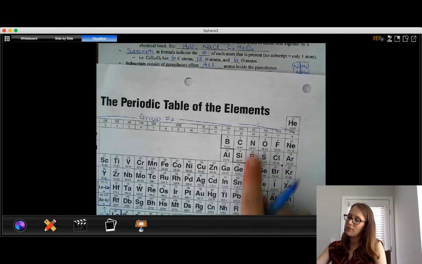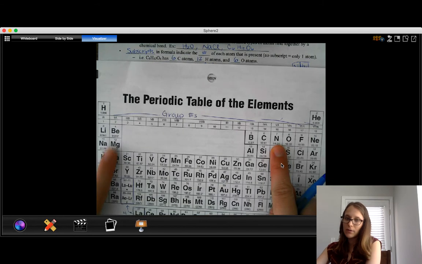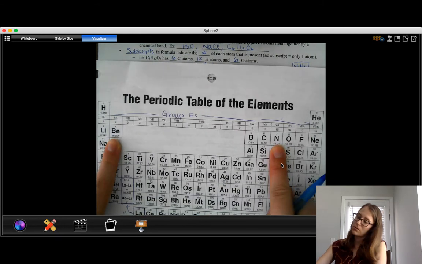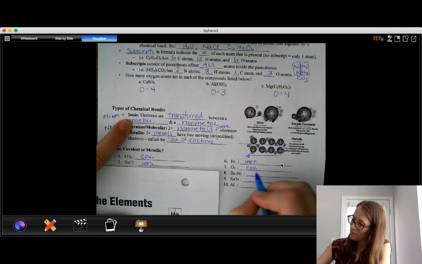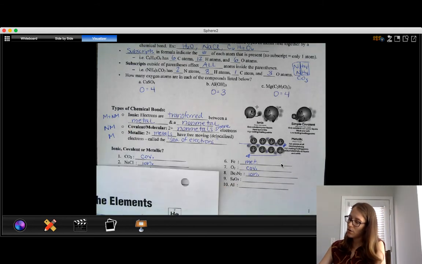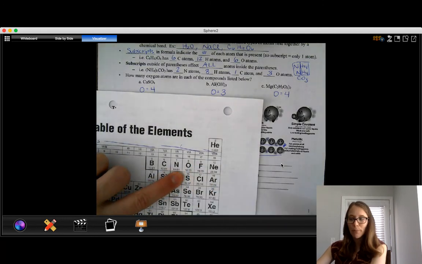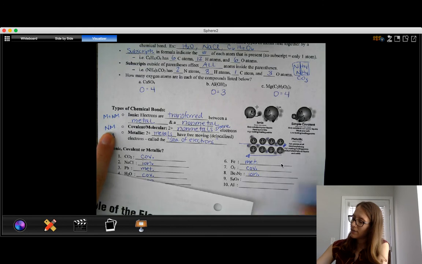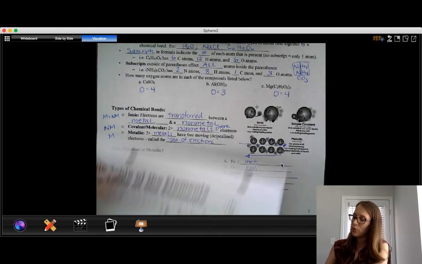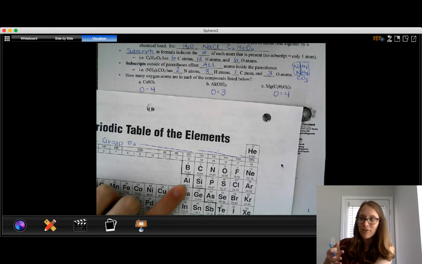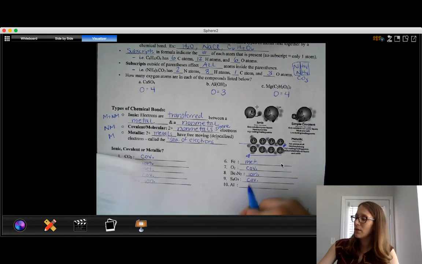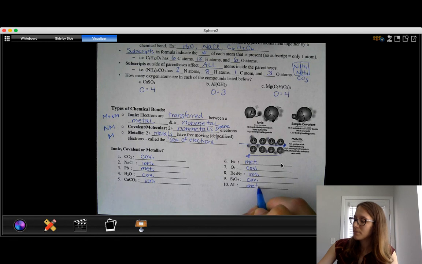Beryllium and nitrogen. Nitrogen's a nonmetal. Beryllium's a metal. So metal and a nonmetal means ionic. S and O, those are stacked right here. Those are both nonmetals. If they're both nonmetals, that's covalent. And lastly, aluminum. Aluminum is on the left of that dividing line. It's a metal, so that's a metallic bond.